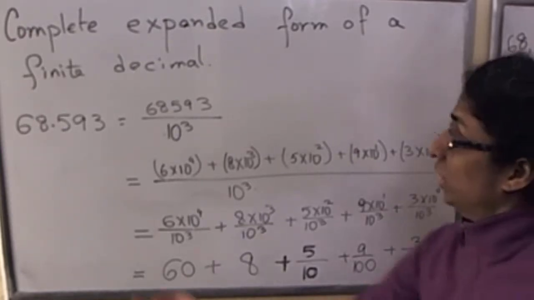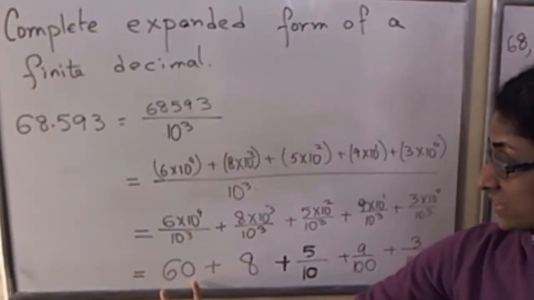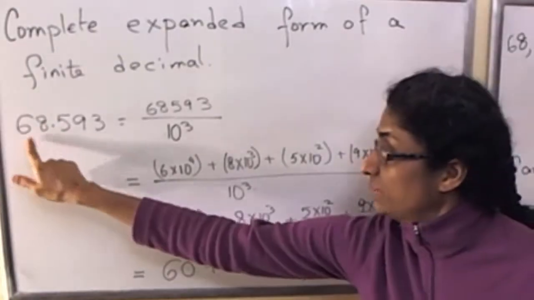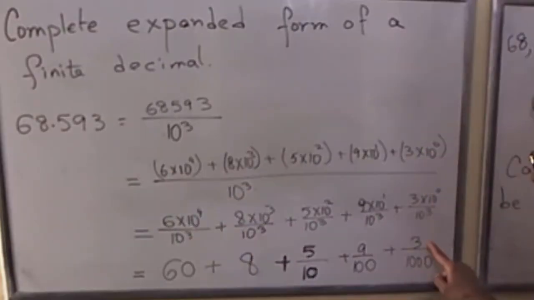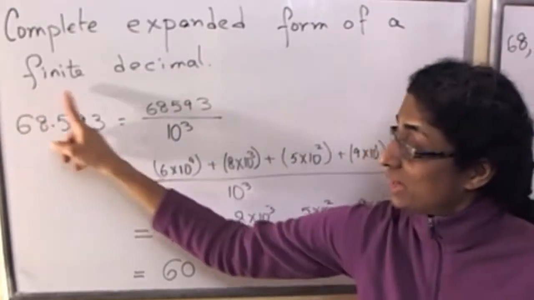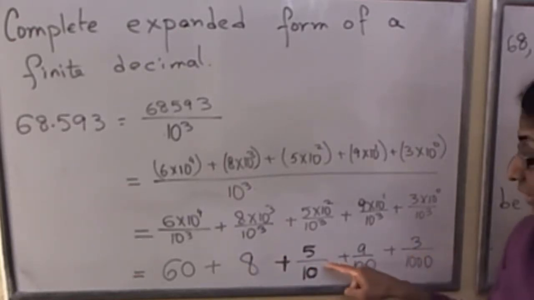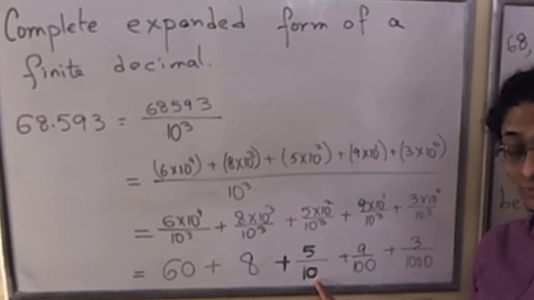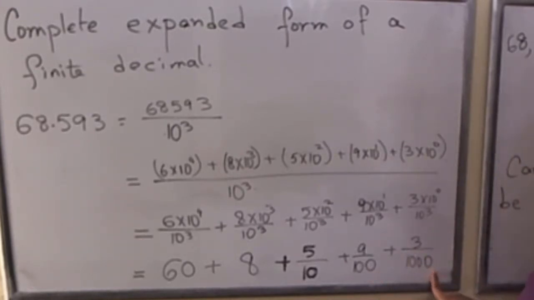So what have we arrived at? We are saying 68.593 is exactly the same as 60 plus 8 plus 5/10 plus 9/100 plus 3/1000. That is the completed expanded form of this. And if you wish, you can rewrite this where instead of 5 over 10, we write it as the finite decimal 0.5, and we write this as the finite decimal 0.09, and we write this as 0.003. So let's do that out here.